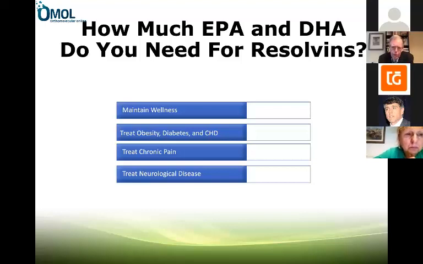Let's say you're well. You have no chronic disease. You look good in a swimsuit. So how much omega-3 fatty acids do you need to basically make adequate levels of resolvins? The answer is about 2.5 grams per day.